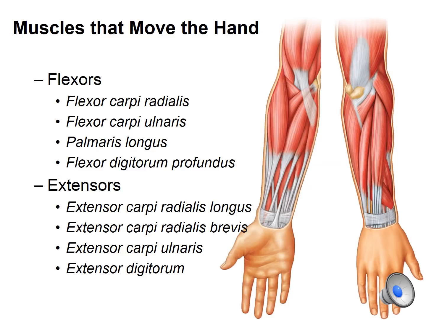So let's go over the names of some of these muscles. In the flexor compartment, we have our flexor carpi radialis, flexor carpi ulnaris, palmaris longus, flexor digitorum profundus, and in our extensor compartment, we have our extensor carpi radialis longus, extensor carpi radialis brevis, extensor carpi ulnaris, and our extensor digitorum.